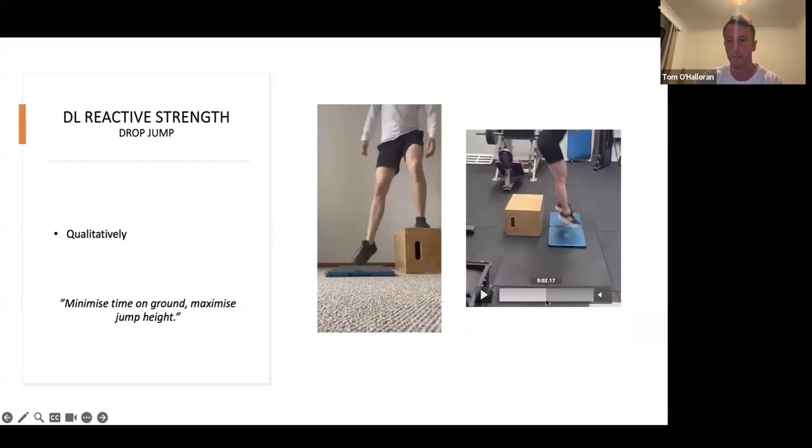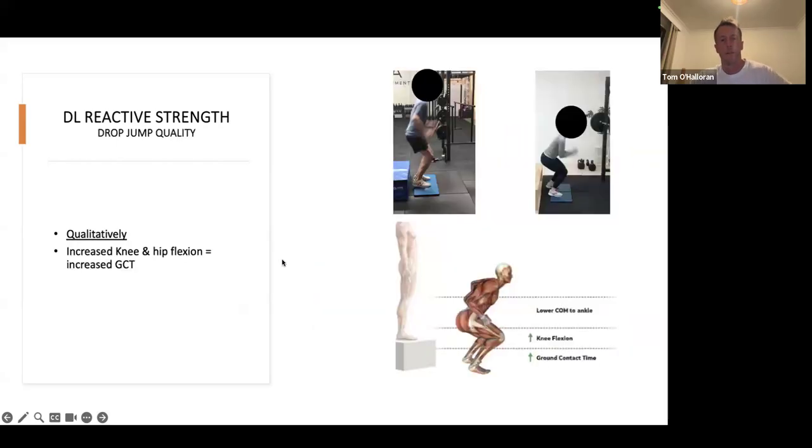I'll talk about this in the next slide. But when we look at two different movers, this is staying springy. If we go back to that stiffness spectrum, it's minimizing our fall in center of mass. It's quick time between absorption and propulsion. There's less knee flexion, there's less hip flexion. You can see here there's a lot more hip flexion, a lot more knee flexion. The center of mass has dropped a longer distance. Knee flexion is time on the ground, and time on the ground is knee flexion.